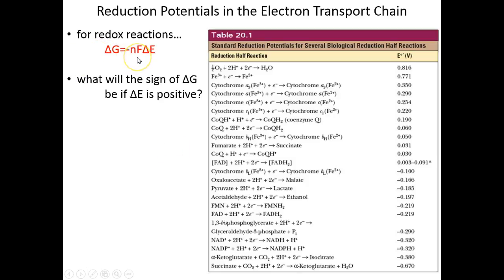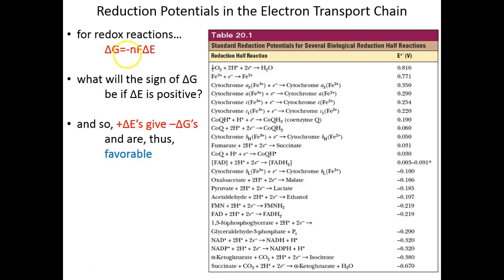If delta E is positive, as it just was in the example I gave you, the reduction of oxygen coupled to the oxidation of NAD, if delta E is a positive value, we've got a negative times positive n times positive F times positive delta E. What sign does that give us on delta G? It gives us a negative sign. And so I'm going to give you a little jingle, a motto to remember. Positive delta E's give us negative delta G's.